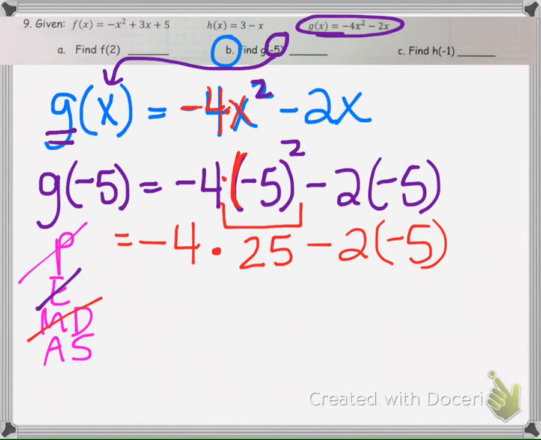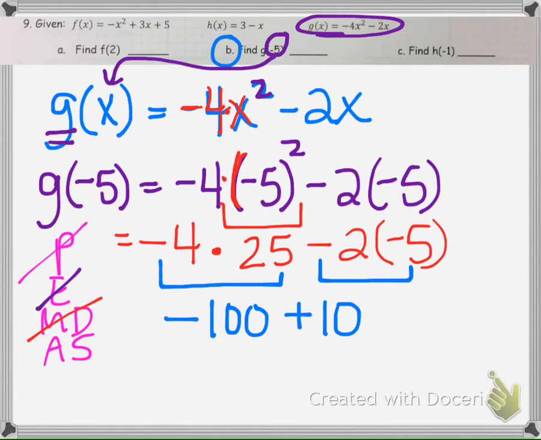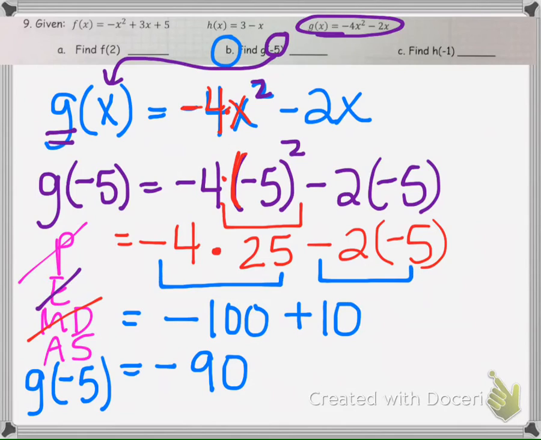Okay, so now we're going to multiply and divide from left to right. So we have multiplication here. So -4 times 25 is -100. And then here we have multiplication, -2 times -5, that is positive 10. And then -100 plus 10, that is -90. So when we plug in -5 as the input, we get an output of -90. So our answer up here is -90.